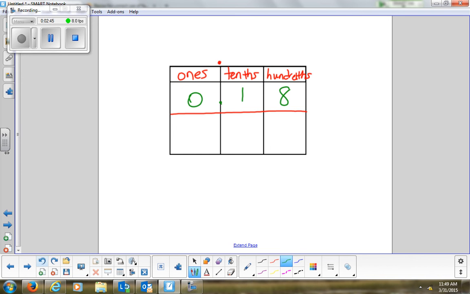Levi? 0.64. No. 0.2. Okay, so it's 0.2. And what goes here? 0. Good. All right, so now we can see which one's bigger. I'm going to look in the tenths place first. So, which one's bigger? The 2. The 2 is. So 0.20 is greater than 0.18.